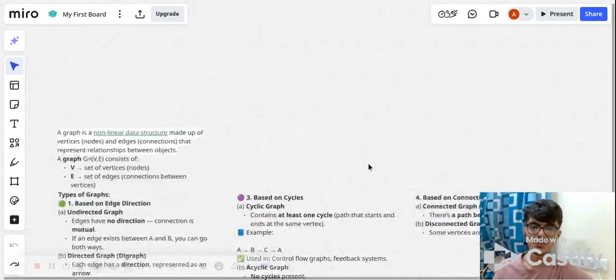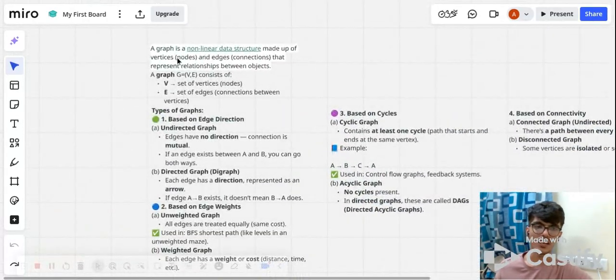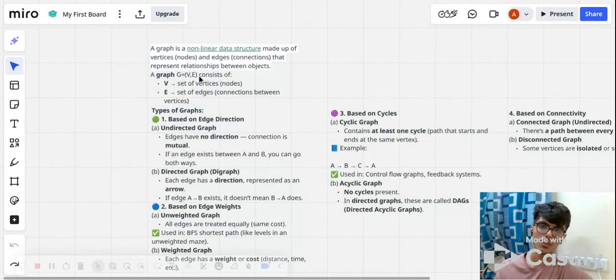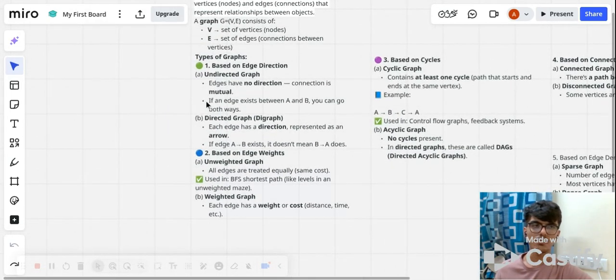So a graph, as I spoke, is a non-linear data structure made up of vertices, nodes, whatever you call it, and edges that represent a relationship. This is how you represent a graph: G(V, E), where V is the number of vertices and E is the number of edges. Based on different criteria, we can categorize graphs into different categories. The first one is based on edge direction. So what do we mean by edge direction?